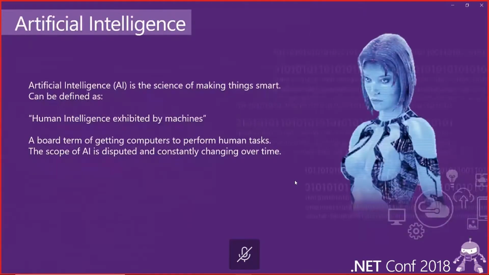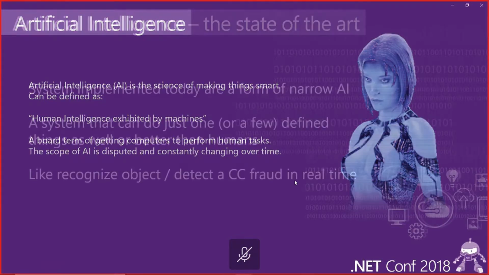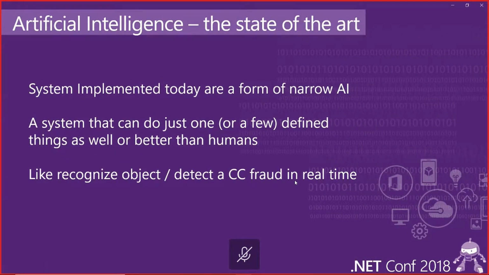So, artificial intelligence. Artificial intelligence is a branch of science, the science of making things smart. It can be defined as human intelligence exhibited by machines. And this is artificial intelligence in general. Now the state of the art, what we can do today with artificial intelligence. Don't think of the artificial intelligence of Terminator. We are not there. We won't be there.